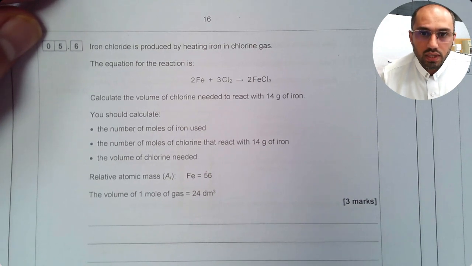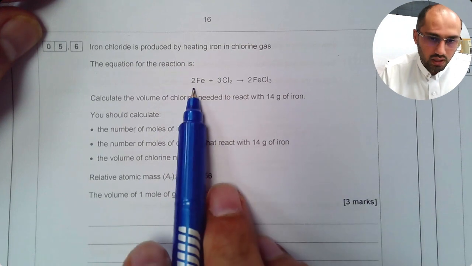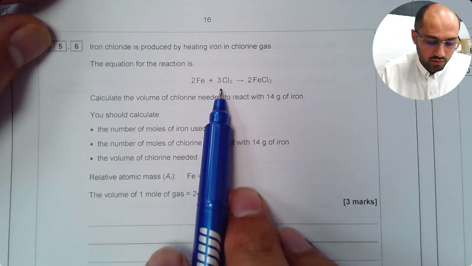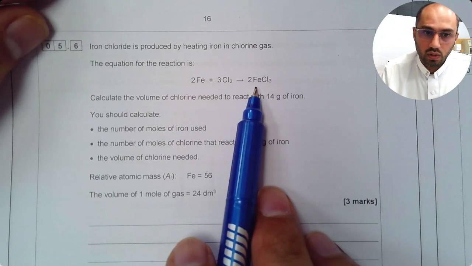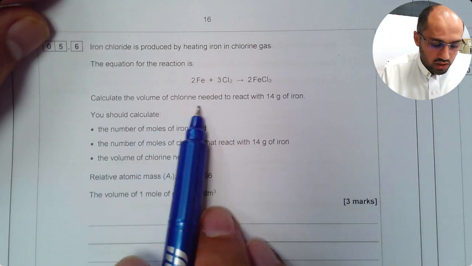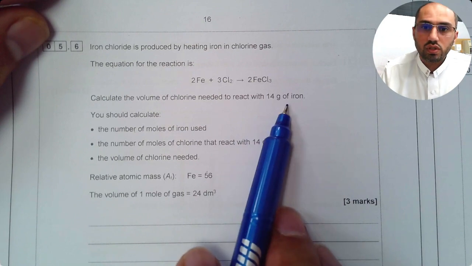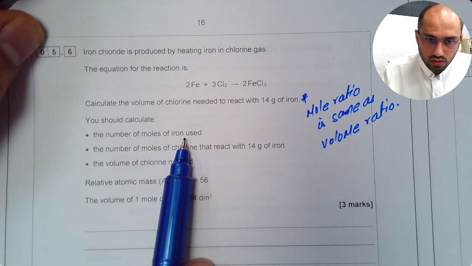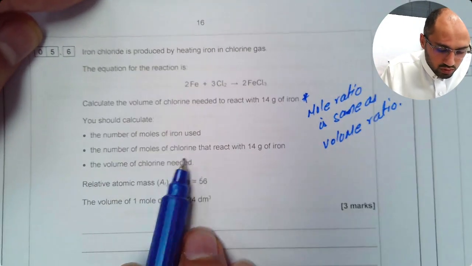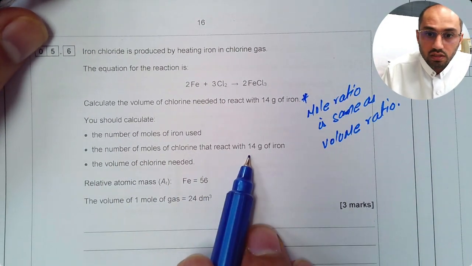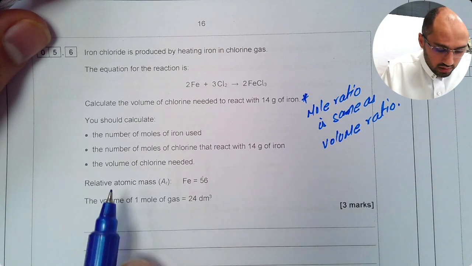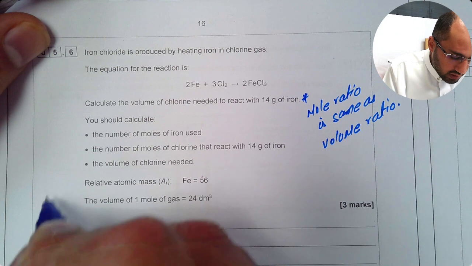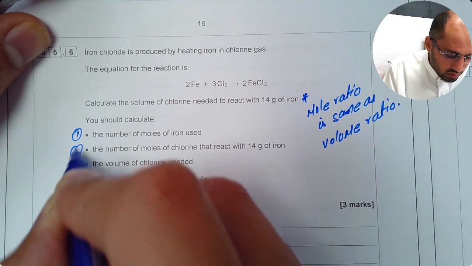Last part of this question says, iron chloride is produced by heating iron in chlorine gas. The equation for the reaction is given. So this equation tells me that 2 moles of iron will react with 3 moles of chlorine gas to produce 2 moles of iron chloride. It says calculate the volume of chlorine needed to react with 14 grams of iron. And it says you should calculate the number of moles of iron used. Then the number of moles of chlorine that reacted with 14 grams of iron. And then the last bit is the volume of chlorine needed. Each one will carry 1 mark. So I can say this is 1, this is 2, and this is 3.